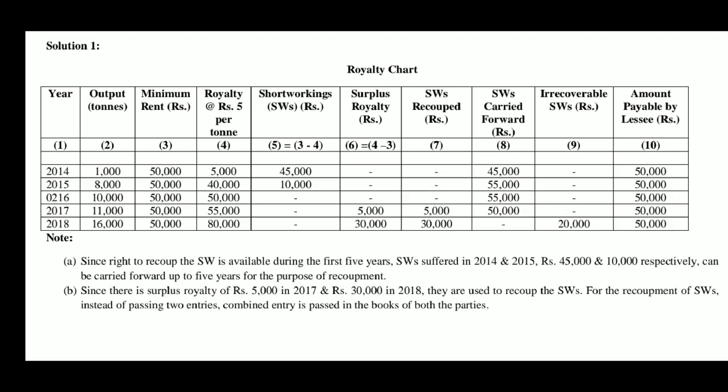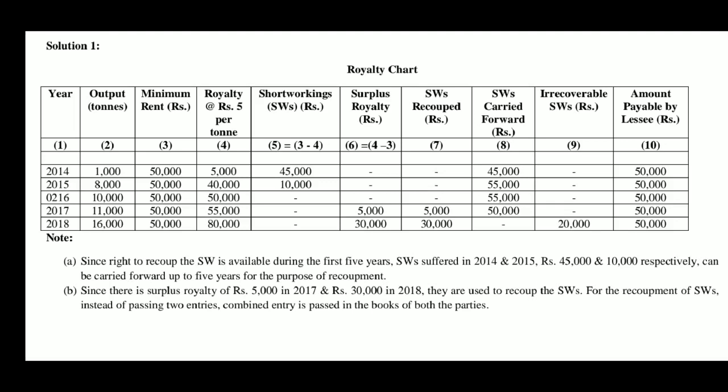That is the royalty. Minimum rent is in this case 50,000 rupees per annum. See the third column, which shows the minimum rent in the relevant year. Now, when we compare these two columns, column number 3 and 4, in any year either there will be short workings or there will be surplus royalty.